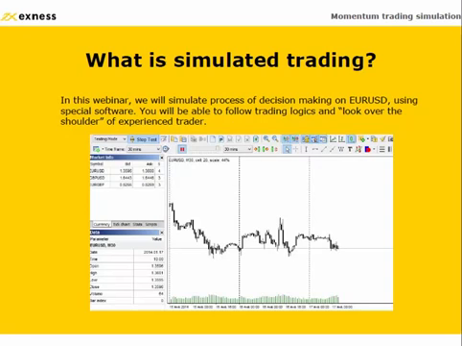I want to make this webinar as practical as it can be, and for that purpose I will show you a simulated trading process. What is simulated trading? In this webinar we will simulate the process of decision making in trading using special software. It is Forex Tester 2, and you will be able to follow trading logic and look over the shoulder of an experienced trader, which is me in this case.